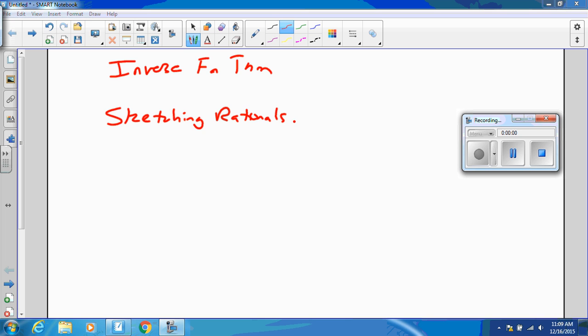Come in, your exam will have two parts to it. You'll have a multiple choice part. That multiple choice will be a non-calculator part. You'll have a free response part. That free response part will be a calculator-based part.